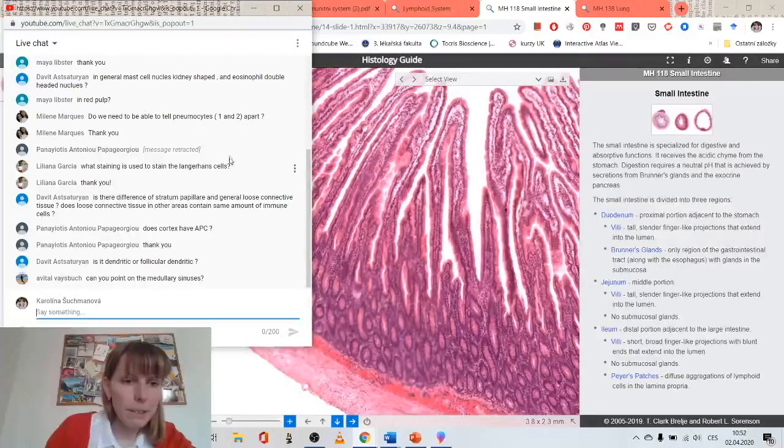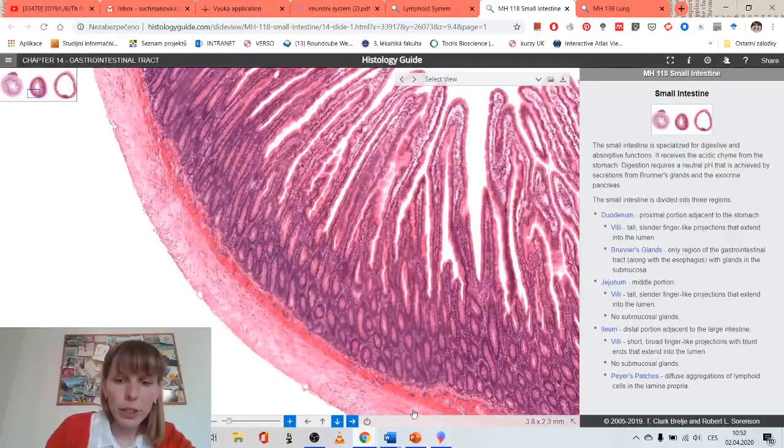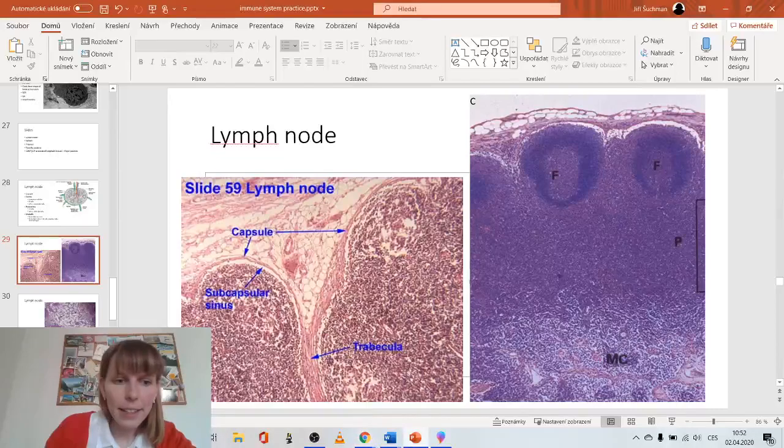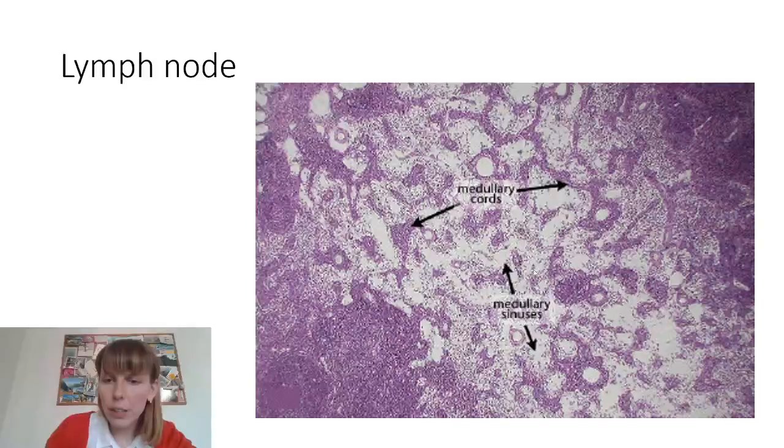We will get to the medullary sinuses. On the picture, they would be the empty spaces here between the cords of the cells, but we will take a look at the slide on the histology guide as well. So sinuses are the empty spaces and cords are the cells in the medulla.